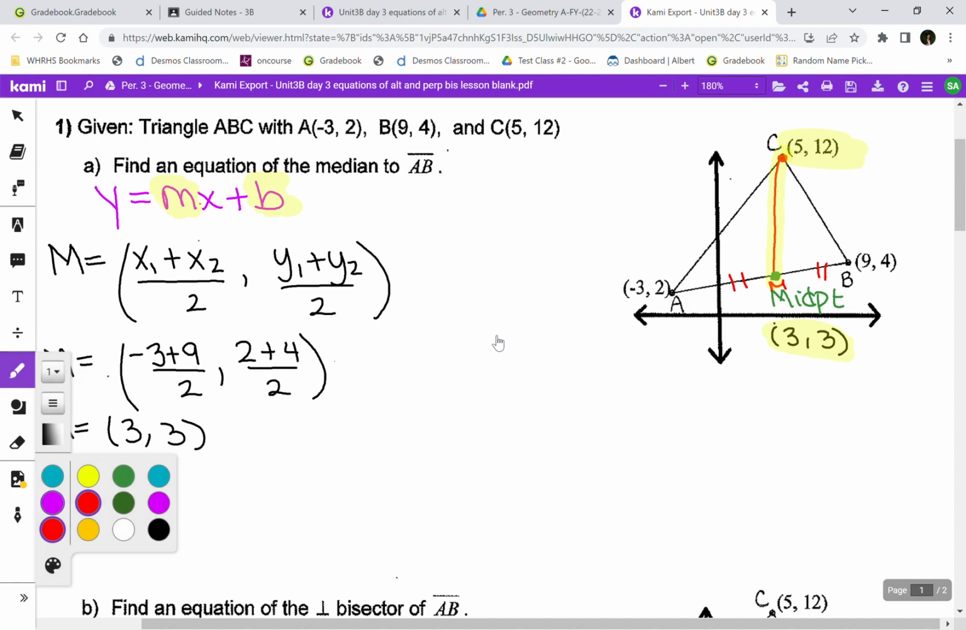Guys, you're going to need to pay attention, because if you're not paying attention, you're not going to know how to do this. And I just told you a question exactly like this will be on the assessment.